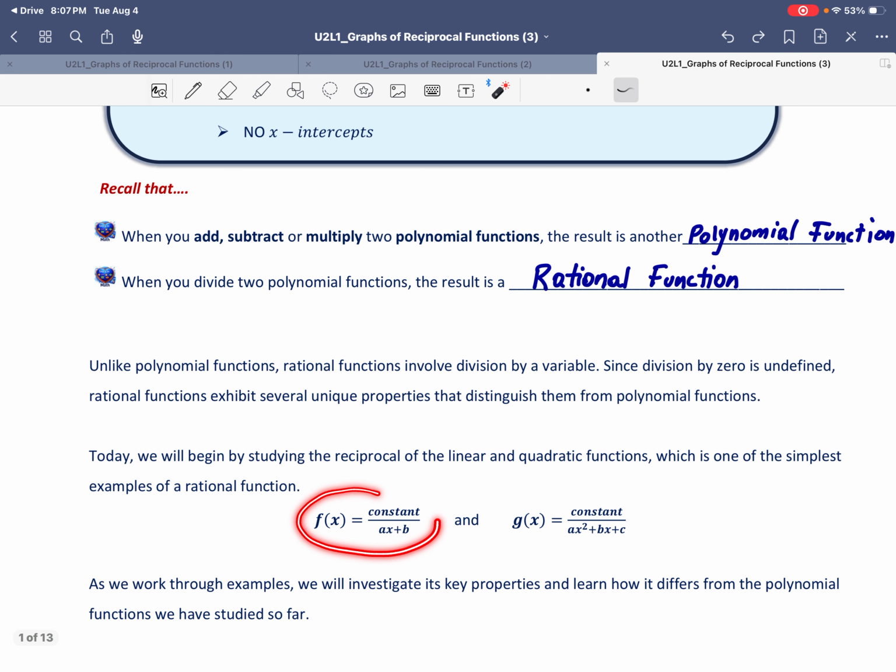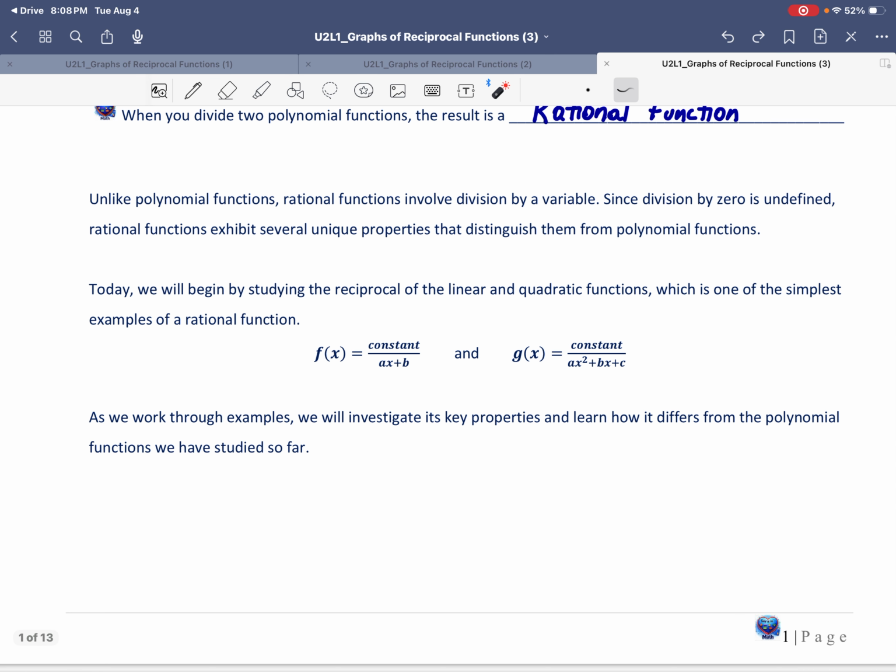When you look at the functions that we are analyzing today, a constant divided by a linear or a constant divided by a quadratic, the presence of a variable in the denominator gives the function the possibility of having the denominator be 0 at specific values of x. And this fact alone will give rational functions unique characteristics and distinguish them from polynomial functions. So as we work through the examples together, we will investigate the key properties of these functions and compare their graphs with the polynomials that we have studied so far.